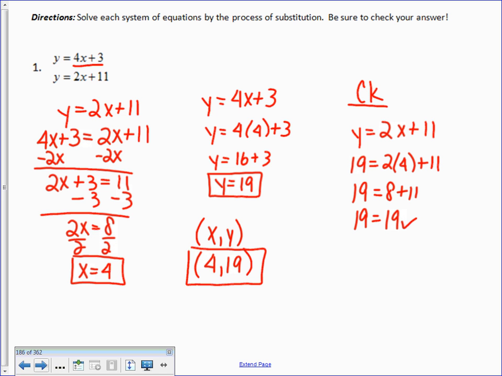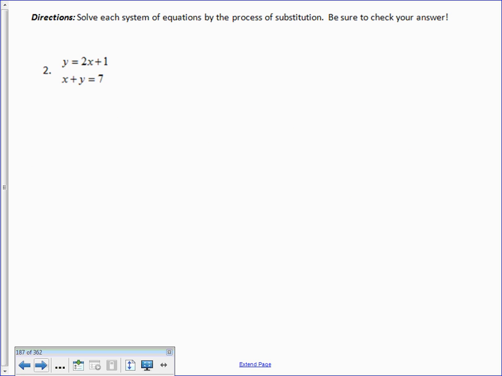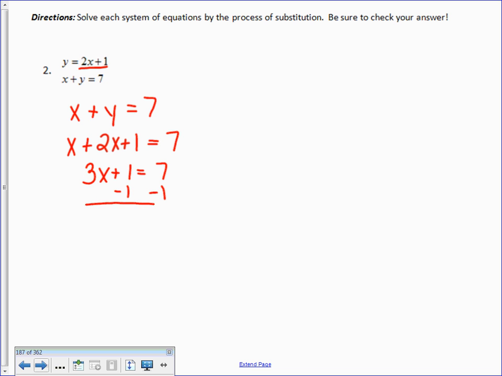Okay, let us try number 2 now, again using substitution. Here I tell you that y is equal to 2x plus 1. I already have a variable isolated. So what I am allowed to do in that second equation is every time I see a y, I can substitute in 2x plus 1. So I have x plus 2x plus 1 equals 7. Again, I eliminated a variable. I can now solve for x, combine my like terms, isolate my variable, and I get x equals 2.